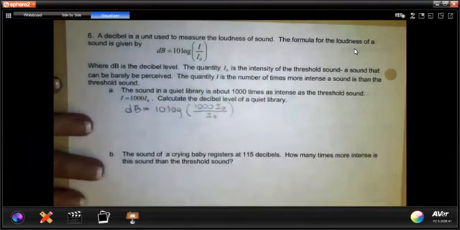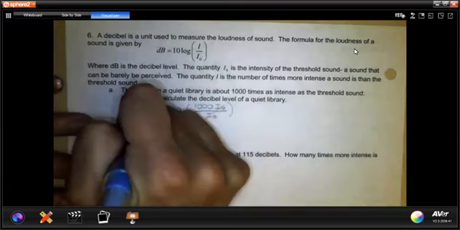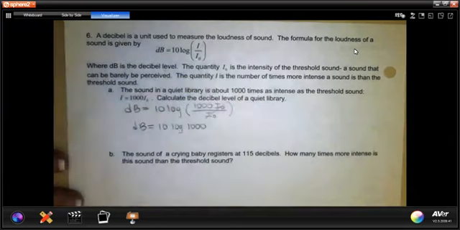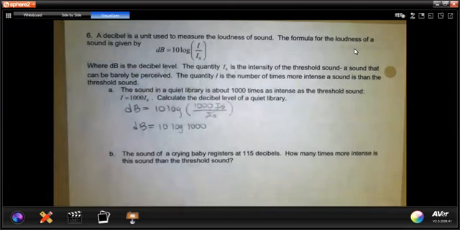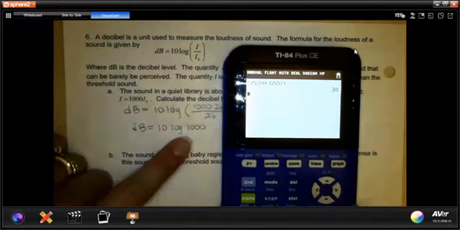Here is our equation. This is the easiest kind of equation they give you because I naught over I naught cancels, and so we get dB is equal to 10 times the log of 1,000. Everything's on the right-hand side, so the unknown is on this side, so all you have to do is plug it into the calculator. Since that's the common log, I can use the log button, so I do 10 times the log of 1,000. And so that would be 30 decibels.